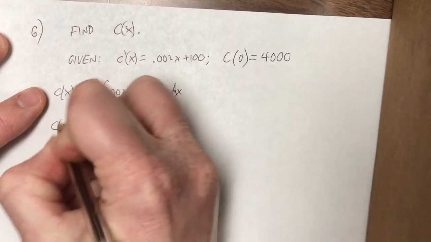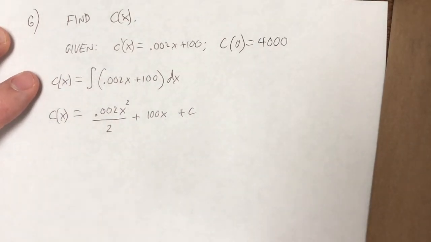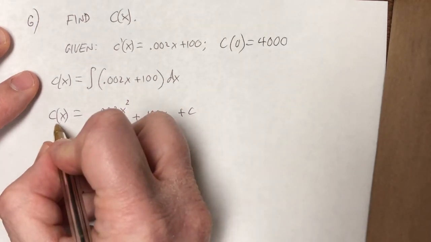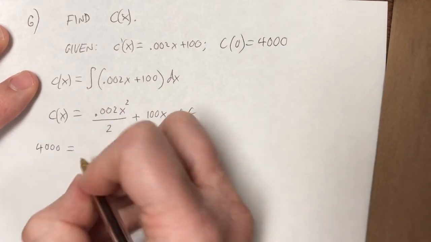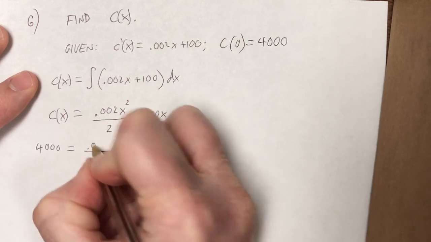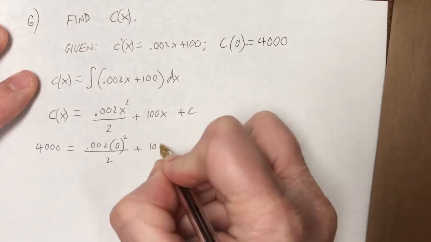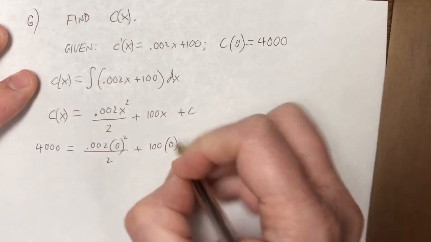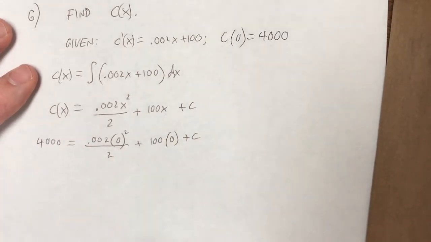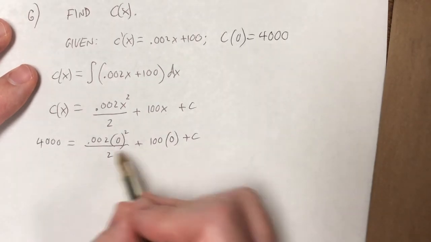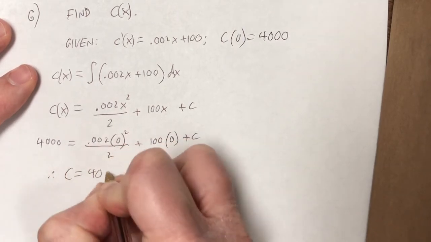Okay, so now we know that C of x is equal to this plus c, and then we go through our motions just like we did in the previous example. So C of 0 is equal to 4,000, so I'm going to put 4,000 here. And then wherever I have an x, I'm going to replace it with a 0, which is kind of a moot point here. But I'll show you where the numbers go, just in case they're more complicated in the future. So every x became a 0, and C of x became 4,000. Now all I've got to do is solve for c. Well, this is a big challenge here. This is 0 plus 0, so that's what? 0. So therefore, c is equal to 4,000.